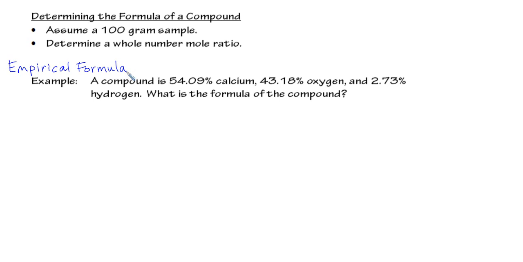So specifically now, we're just looking at empirical formulas, which are going to be the lowest or the simplest ratio of atoms or ions. Usually empirical formulas are looked at in relation to ionic compounds, which is what we've got in this first example. If you see a metal listed, you know it's going to be ionic. This compound has calcium, oxygen, and hydrogen. We want to know its formula given percent composition data.